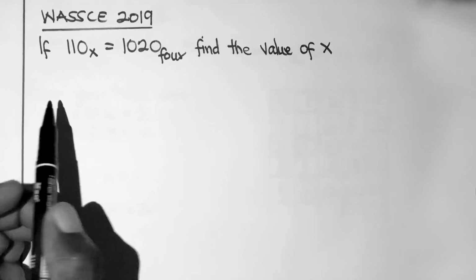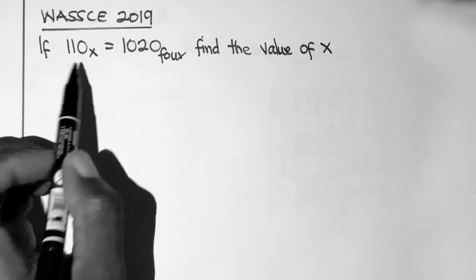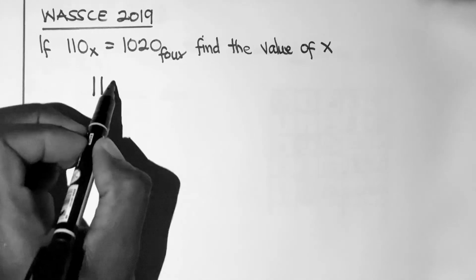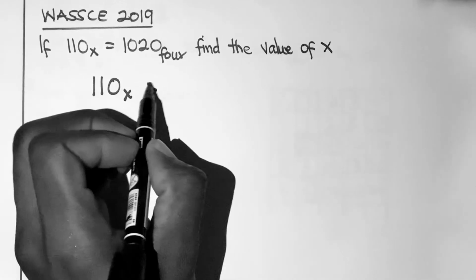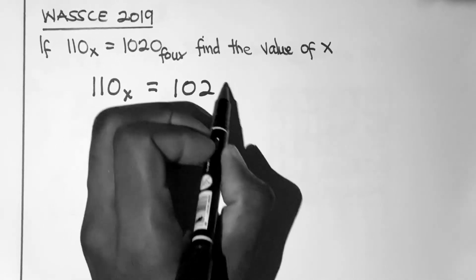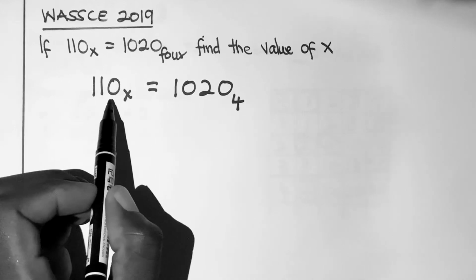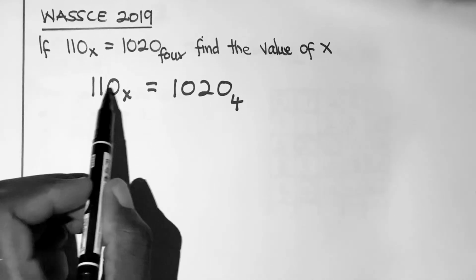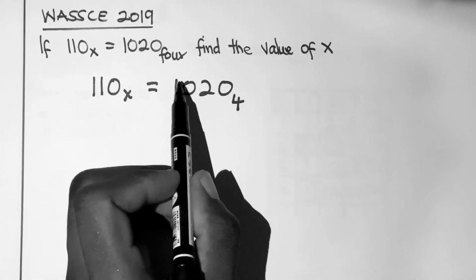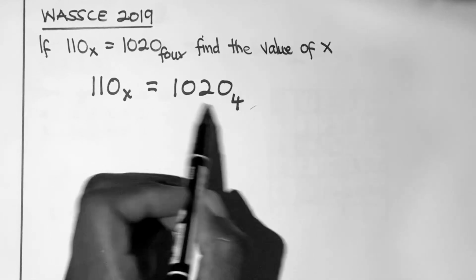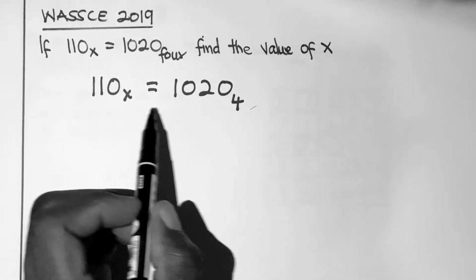So now, what we need to do is that we have 110 base x equals 1020 base 4. So we need to convert this number to base 10. And then we also need to convert this number to base 10. And then we can equate the two.